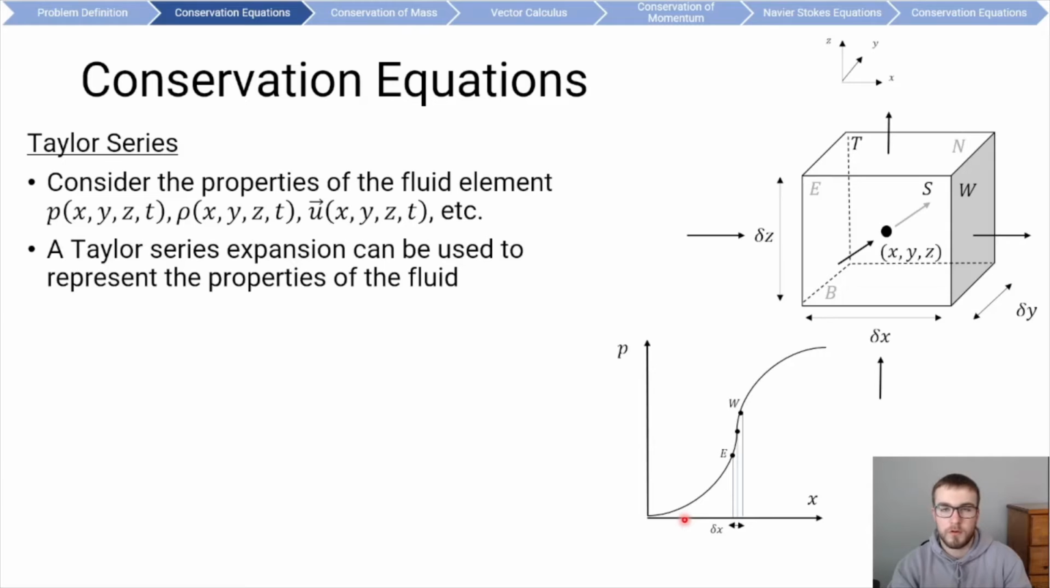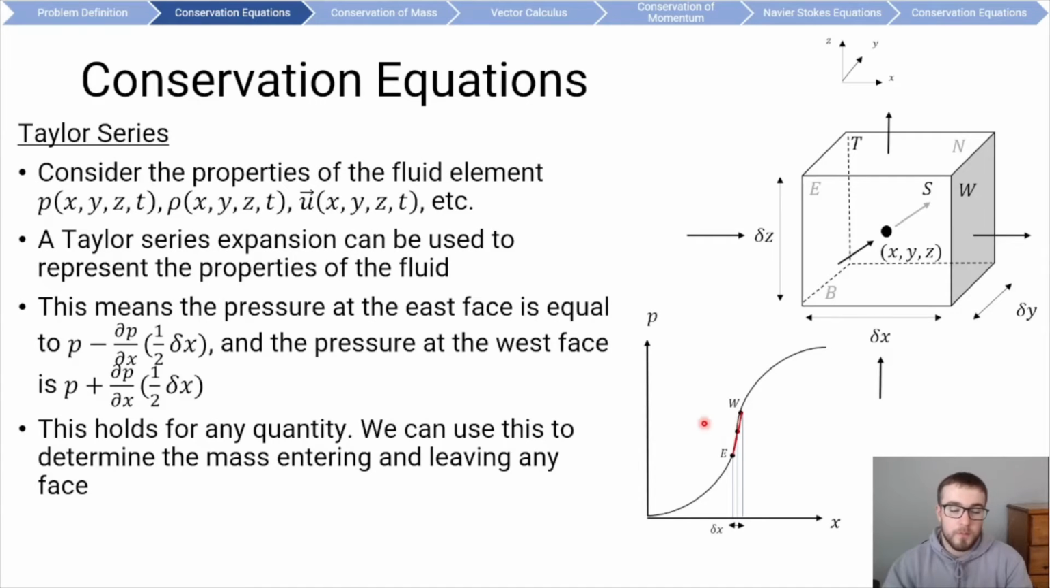So before going through the conservation equations, I think it's useful to go through a revision of a Taylor series expansion, as it's used quite often in the conservation equations. And what a Taylor series expansion does is it lets us approximate a quantity at another point in relation to a point that we know. So for example, if we know the pressure at the east face, we can use a Taylor series expansion to determine the pressure at the west face. And since we know for our fluid element here that it's very, very small, we can neglect the higher order terms of a Taylor series expansion and use just a linear part of the Taylor series expansion.